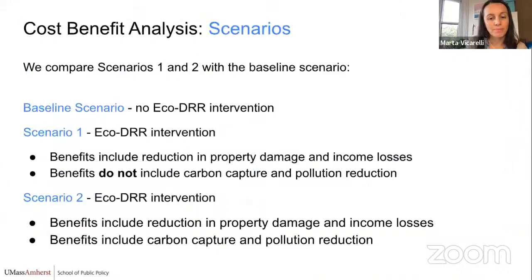Next slide, please. And now we move into the cost-benefit analysis. We analyzed three scenarios. The baseline scenario is the scenario to which we compared scenario 1 and scenario 2. The baseline scenario is no Eco-DRR intervention. Scenario 1 is Eco-DRR intervention, but we don't include carbon capture and pollution reduction. And scenario 2 is Eco-DRR intervention, and we do include carbon capture and pollution reduction. Next slide.